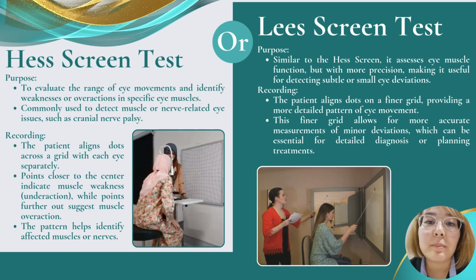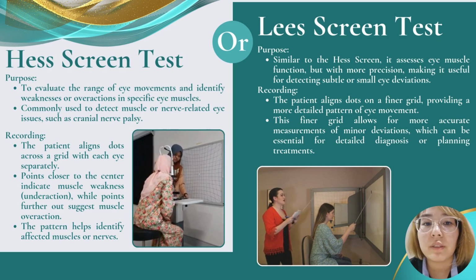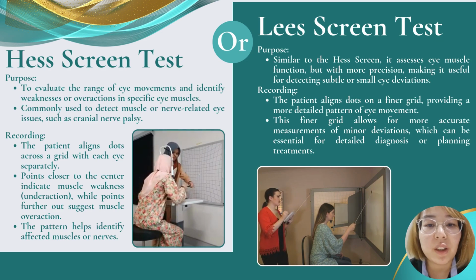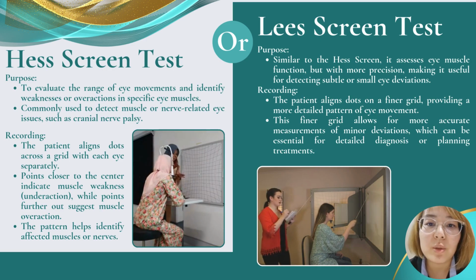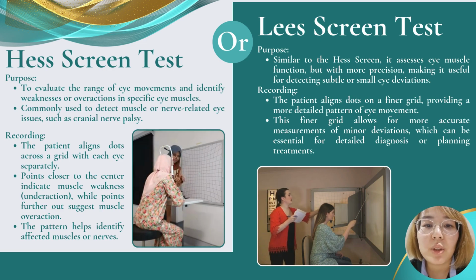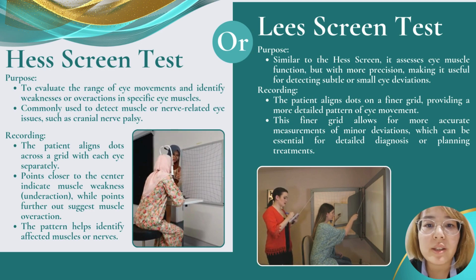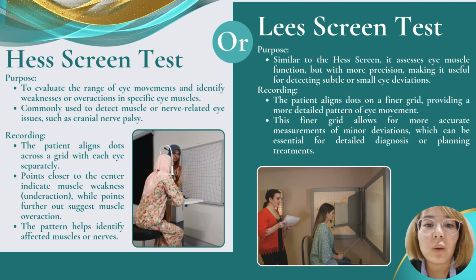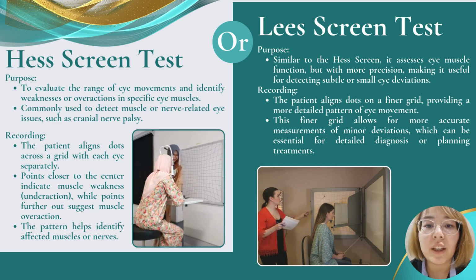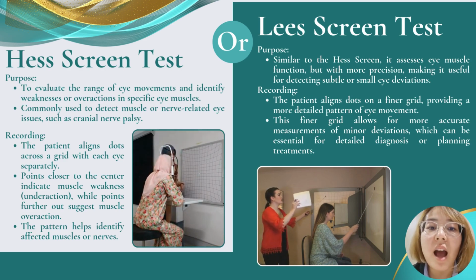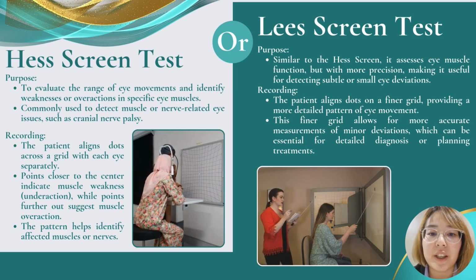In this test, the patient aligns a series of dots across a grid with each eye tested separately. When we look at the results, points that appear closer to the center suggest a muscle weakness, also known as underactions. Meanwhile, points further out indicate muscle overactions. By analyzing this pattern, we can identify which specific muscle or nerve may be affected.